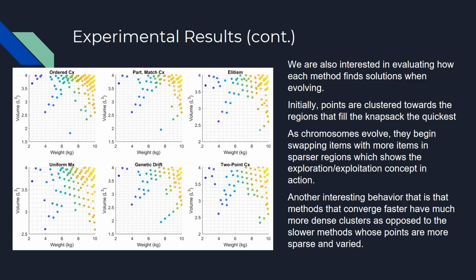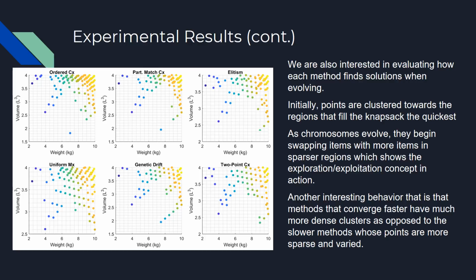And it's interesting because initially the points are clustered towards the regions that fill the knapsack the quickest in that upper right-hand corner. And that makes sense due to the way our algorithm begins, which is to stuff the bag as full as you can, as fast as you can. And then as the chromosomes evolve, they start swapping out those items that are really heavy and big, and they start looking and exploring outside for more valuable items. And it's kind of interesting to see that exploration-exploitation concept in action.